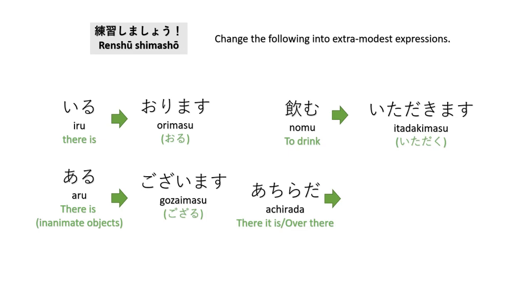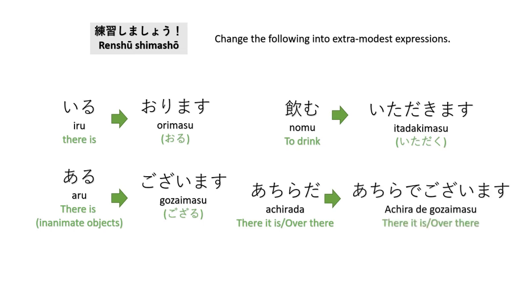For there, it is over there, achira da. So achira da, its extra modest expression is achira de gozaimasu. So da is the casual form of desu. And desu, its extra modest expression equivalent is de gozaimasu. So achira de gozaimasu. It's over there.